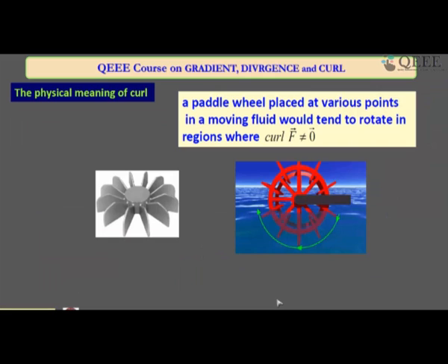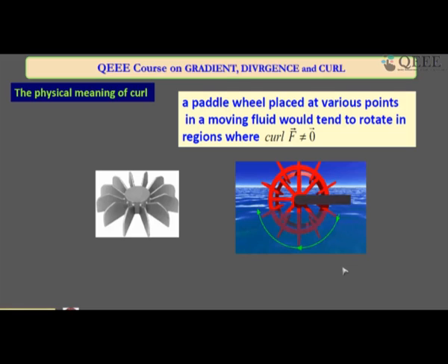Now the physical meaning. Consider a wheel of this kind, which is kept in flowing water. When water flows the way shown here, if the water flows in this direction, then it will rotate like this. If it flows in the other direction, it will rotate in the opposite direction. If the water does not flow, there is no net rotation either. So how do you measure? For example, in a velocity field, velocity is a vector. You can define a velocity field.